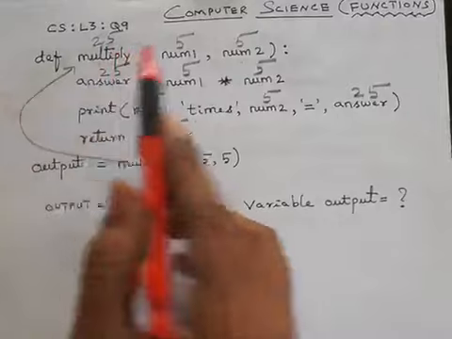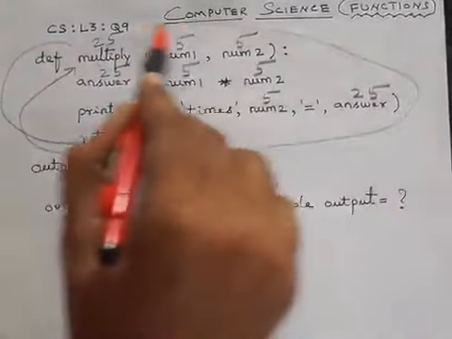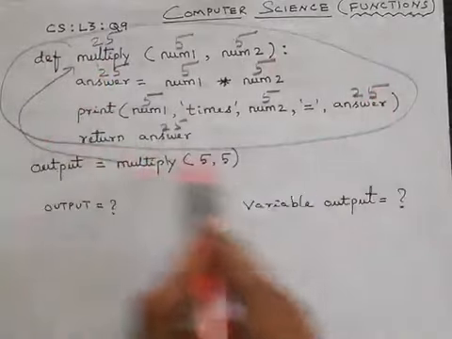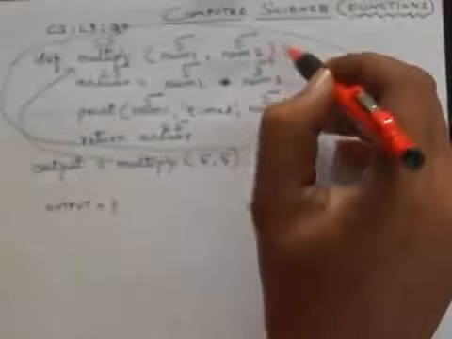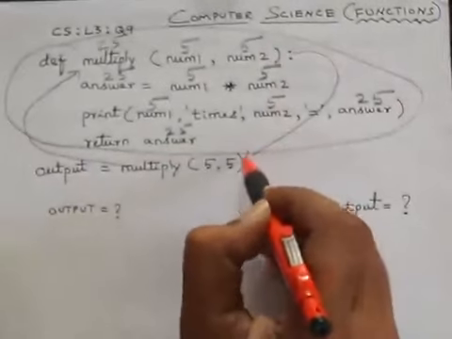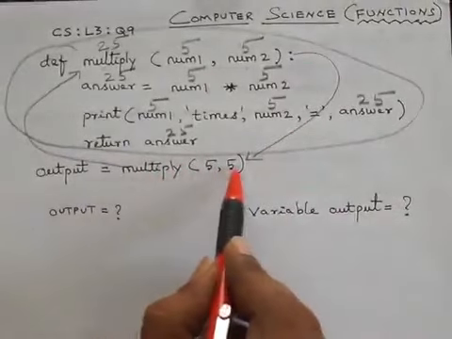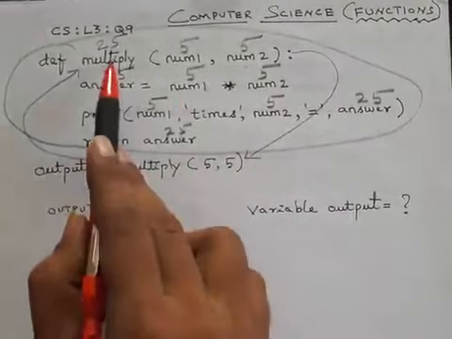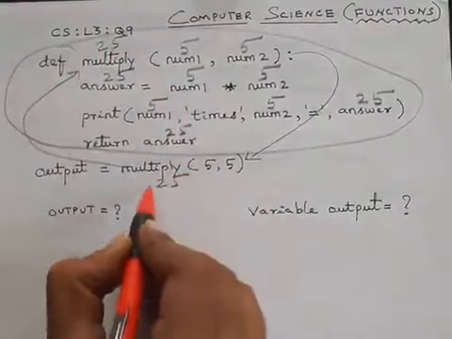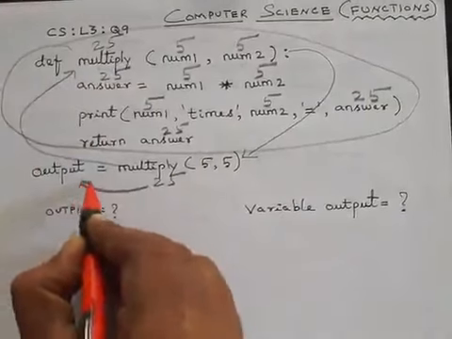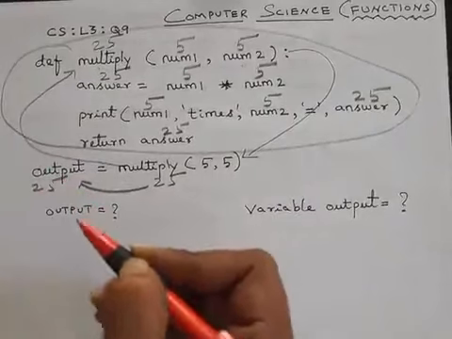Got it? Okay. Once the function definition is over, I am circling here, this is the function definition, it will again come back to the same position where it came from. So now what is the value of the multiply function? I told you already its value is 25. So this 25 will be transferred to which variable? Output variable. So the output variable will receive 25.